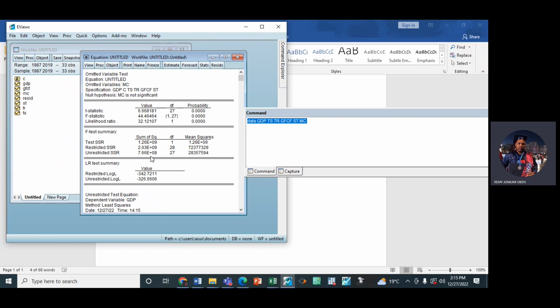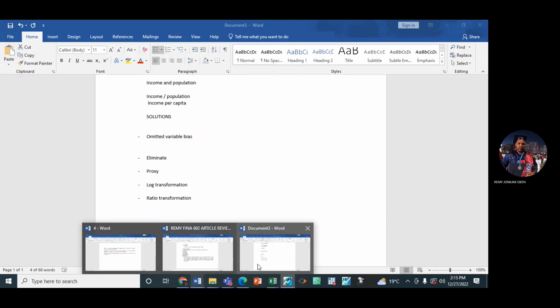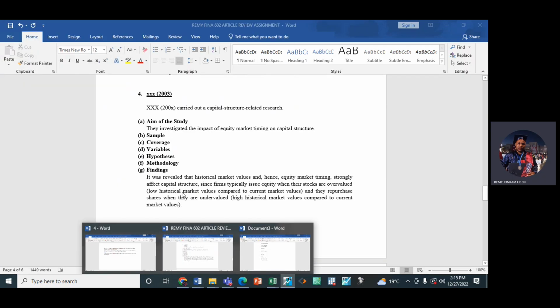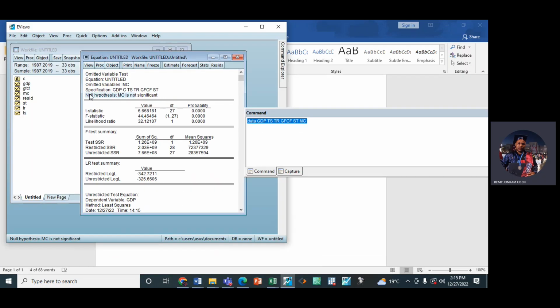Now this is the test results. I will show you the hypothesis. By the way, it's written here, you don't even need to cram it. This is the null hypothesis. The null hypothesis says that this MC variable is not significant. Now, what I will check is probability values. I can check probability values of the F statistic. This probability value is less than 5%, right? Which means I will reject this null.